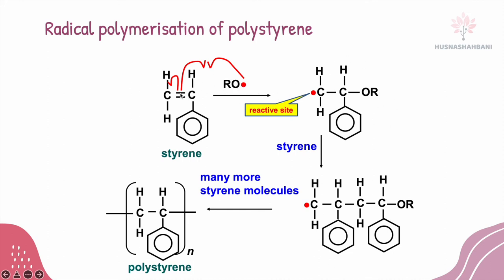When a bond forms between one electron of this carbon and one electron from the radical, C single bond OR is formed here. It's not a radical anymore because a bond is formed. But this carbon now has only one unpaired electron, so this becomes the radical. This is the reactive site. Another styrene reacts with this radical, and it will produce many more styrene units, long polystyrene. It keeps reacting with the radical and produces a long chain of styrene, so you call it polystyrene.